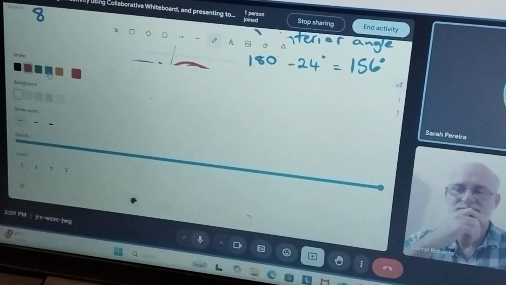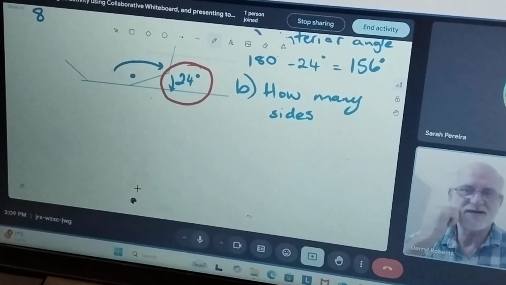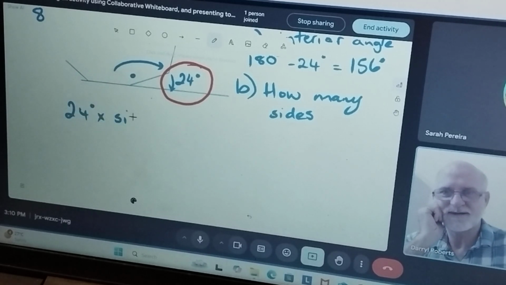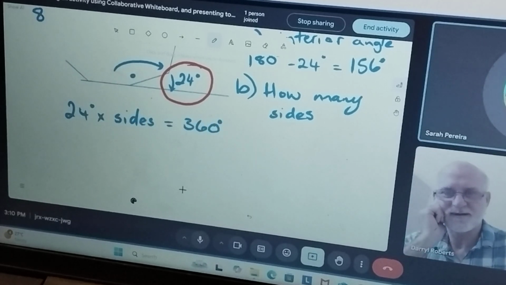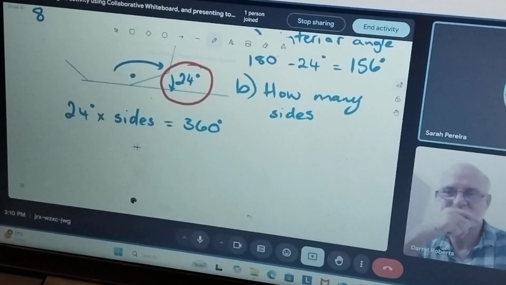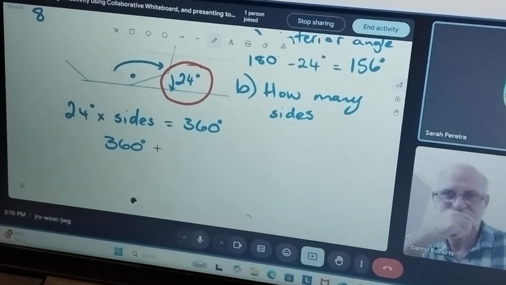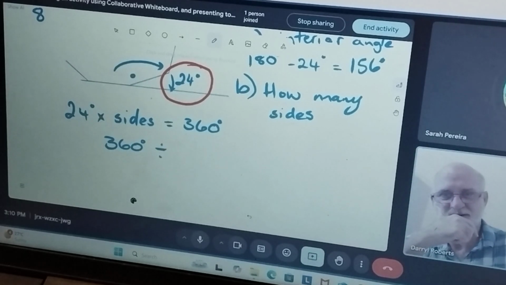Times it. Well, I could times it, because that's what we had to do earlier. So we say 24 times the number of sides that we don't know yet equals 360, right? Okay, no, then I go, okay, 360 divided by 24. Yes, there you go. Now you're cooking on gas.